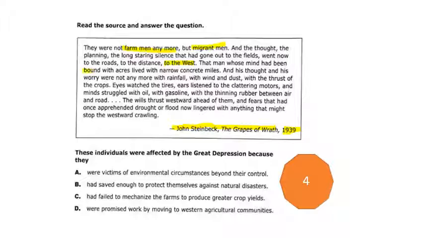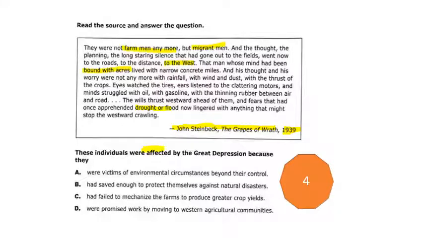So we're thinking bound with acres, farms. So we're thinking these are former farmers. Eyes watched the tires, ears listened to the clattering motors, and minds struggled with oil, with gasoline, with the thinning rubber between air and road. The wills thrust westward ahead of them, and fears that had once apprehended drought or flood now lingered with anything that might stop the westward crawling.